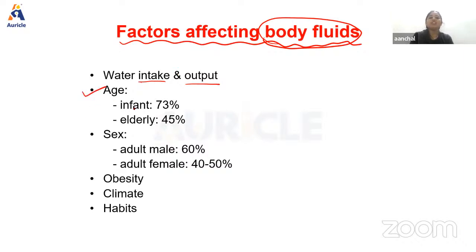Then talking about age, in infants and newborns the body fluid is 73%, whereas in an elderly person it is 45%. Then talking about the difference between male and female, in an adult male it is 60%, and in a female it is 40 to 50%, because the amount of fat is more in females compared to males. Then obesity: if the person is obese, they have a higher amount of fat, so the body fluids will be less.